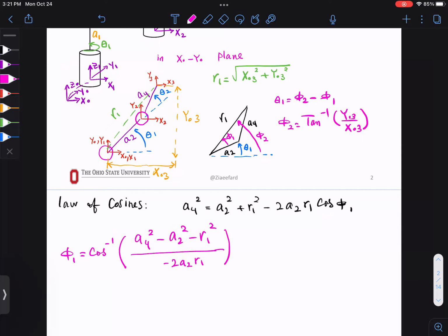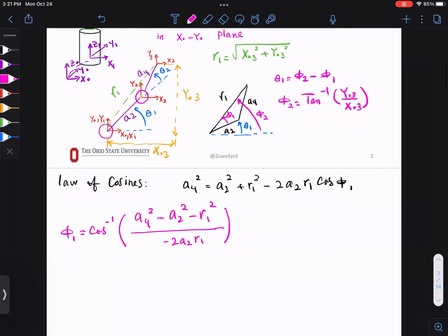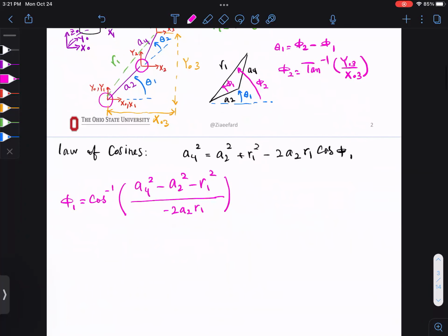We know what phi 2 is. So we have our theta 1. Theta 1 is, as we said here, phi 2, which was tangent inverse of this. Okay, paste here, minus phi 1, copy, paste.